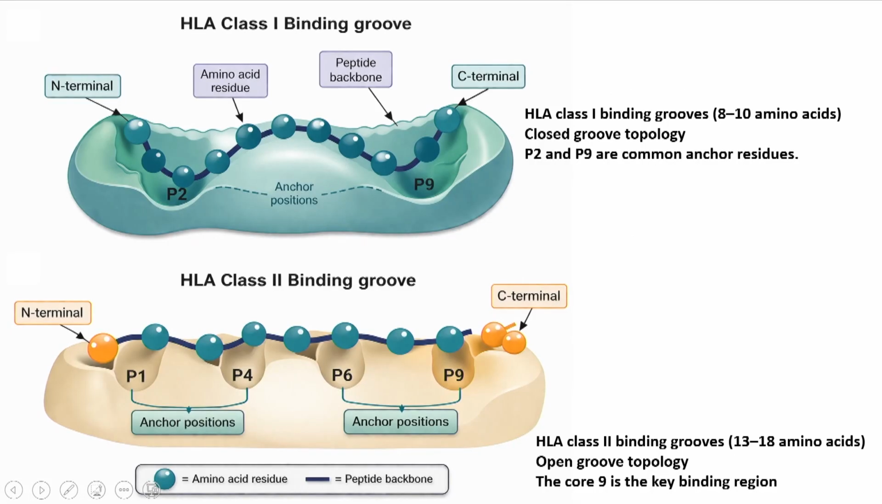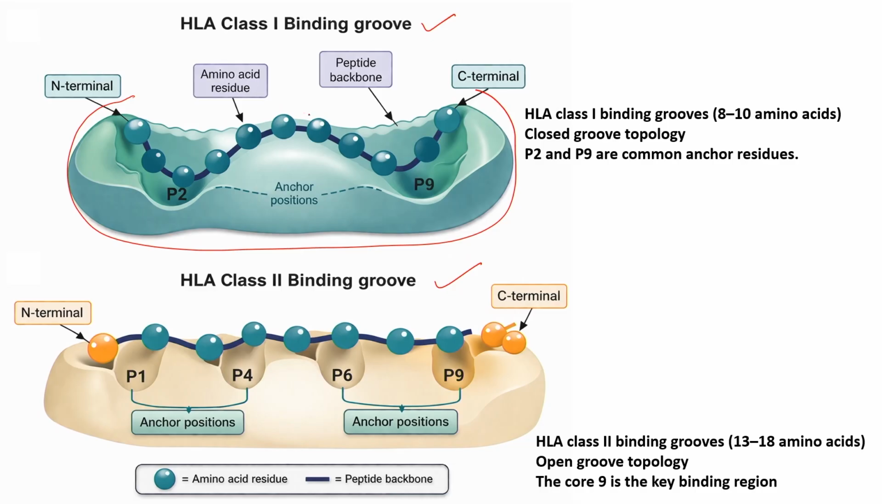So this is actually the binding group which we have discussed in a cartoon fashion now. These are the MHC 1 binding group and this is MHC 2. Let's concentrate on the MHC 1 binding group. We can see that this is a closed topology. The peptides are in a closed conformation, and therefore we can say that this group has a closed topology. The configuration itself is closed.